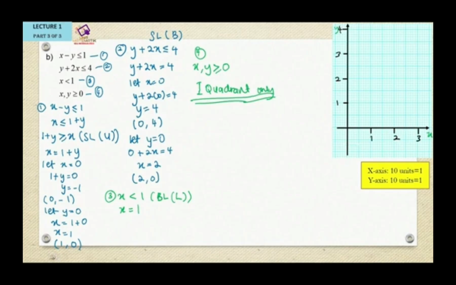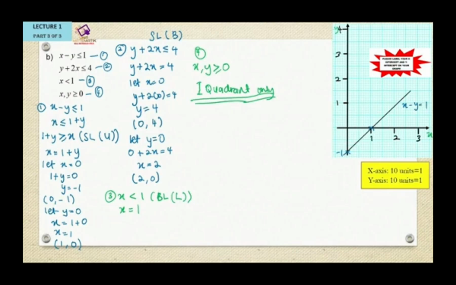So for the first inequality, the points are (0, -1) and (1, 0). Mark your point (0, -1); it should be here. And (1, 0) is here. Then the linear graph must be a solid line. So this is your linear graph, solid line. Don't forget to label your graph: x minus y equals 1.